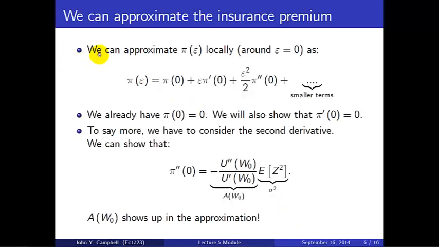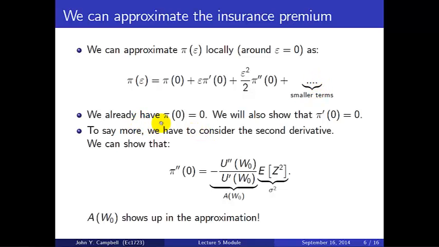All right, now we can approximate the insurance premium using a Taylor approximation around epsilon equals 0. So this is basic calculus, the idea that any function can be approximated in the neighborhood of some point, in this case 0, as the pi of 0, the value of pi at the reference point, plus the first derivative of pi at that point times the small risk scale factor epsilon, plus the second derivative at the reference point times the squared risk scale epsilon squared divided by 2, and so on. We could continue with higher order terms, which are going to be smaller, and we will neglect them.